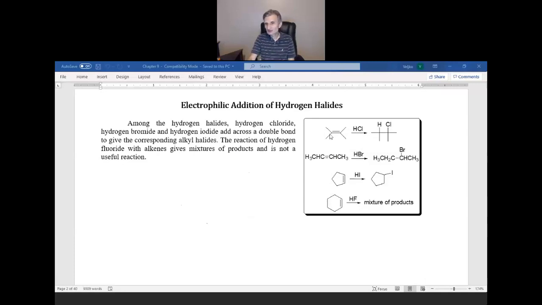So when you see a reaction of an alkene with hydrogen halide, you should be able to figure out what the product is. There is a limitation to this reaction, and the limitation is that hydrogen fluoride does not add across the double bond cleanly, so we obtain a complex mixture of products. That's not used preparatively. So only hydrogen chloride, hydrogen bromide, and hydrogen iodide add across the double bond to give the corresponding alkyl halides cleanly.